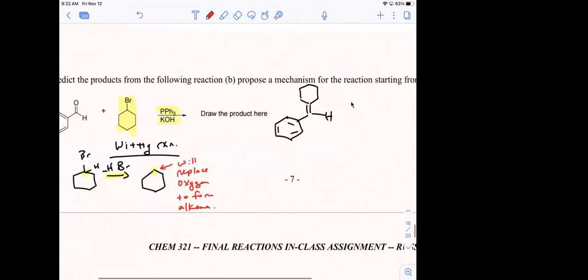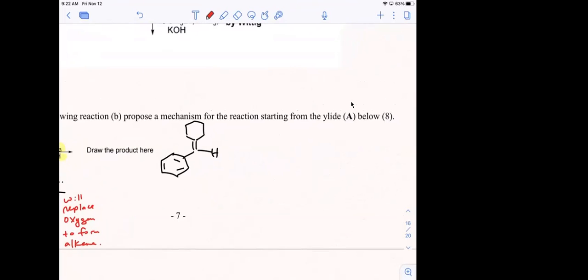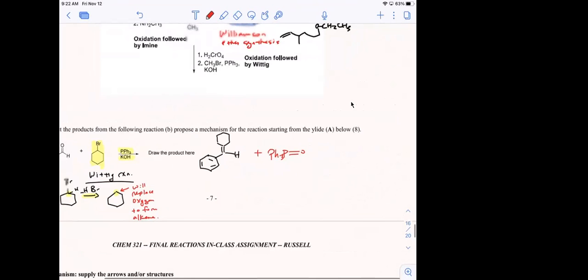All right, so that's a major product. And then the oxygen, we're going to see down below it in the mechanism, but the oxygen ends up here. Right. So let's see if we can walk through this mechanism. Any questions about that before we put the arrows in down below?